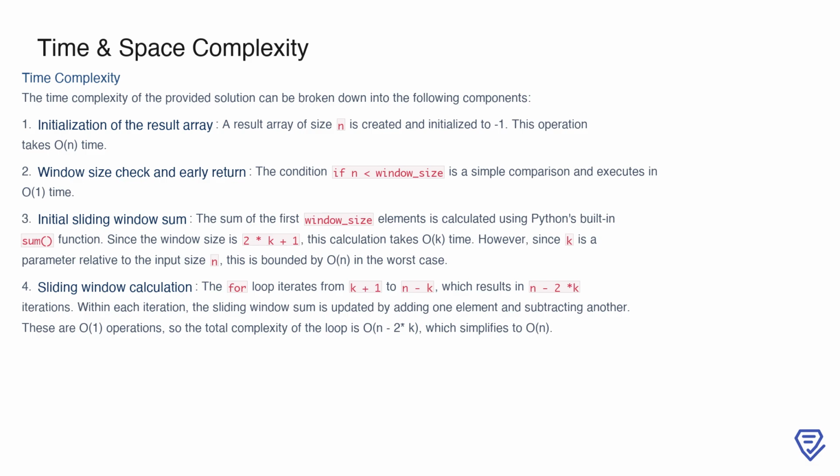After that, we calculate the initial sum of the first window_size elements, where window_size is 2k plus 1. Using Python's built-in sum function, this calculation takes O(k) time. However, because k is dependent on n, the worst-case scenario would still be bounded by O(n). Finally, we use a sliding window approach to iterate over the valid indices of the array, from k plus 1 to n minus k. For each iteration, we update the sliding window sum by adding one element and removing another. Since these are constant time operations, the entire loop runs in O(n minus 2k), which simplifies to O(n).